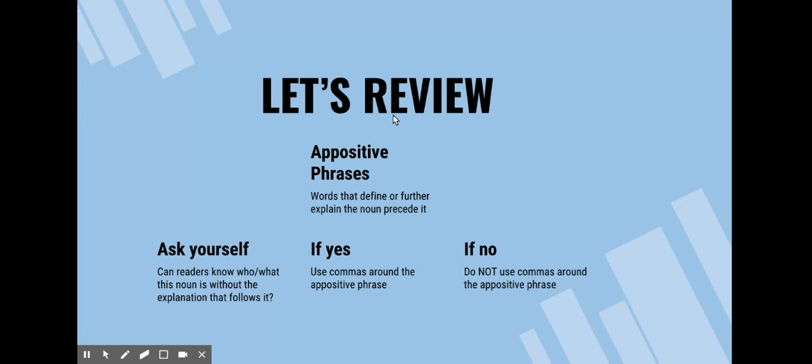So to review, an appositive phrase is words that define or further explain the noun that precedes it. You're going to ask yourself one question: can readers know who or what this noun is without the explanation that follows it? If the answer is yes, you use commas around the phrase. If no, do not use commas around the phrase.